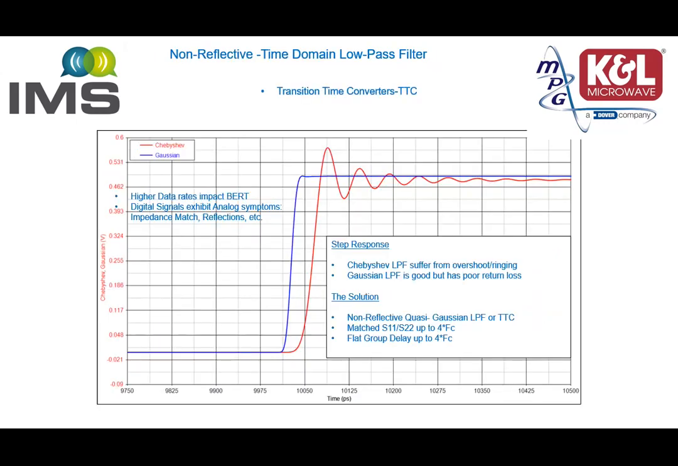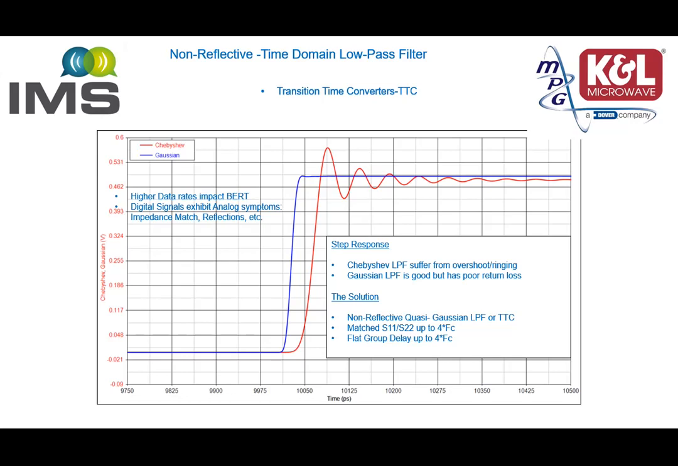Switching to non-reflective time domain low-pass filter. We understand that the motivation is that higher data rates impact BERT. Digital signals exhibit analog symptoms, such as impedance match, reflections, etc.